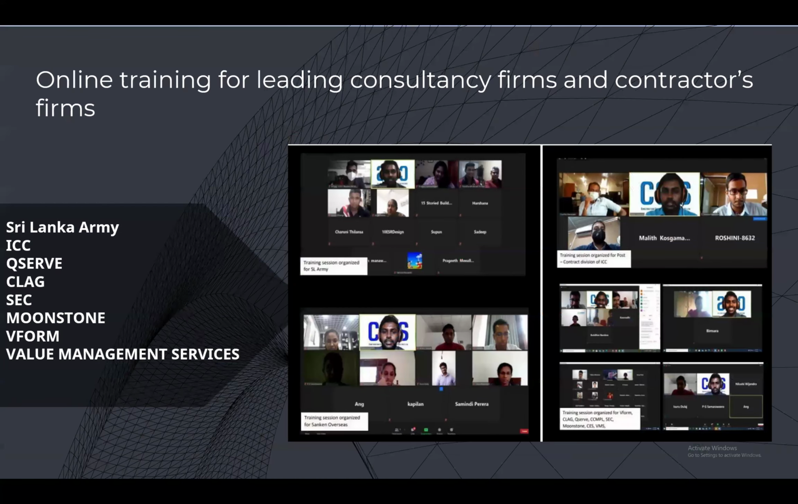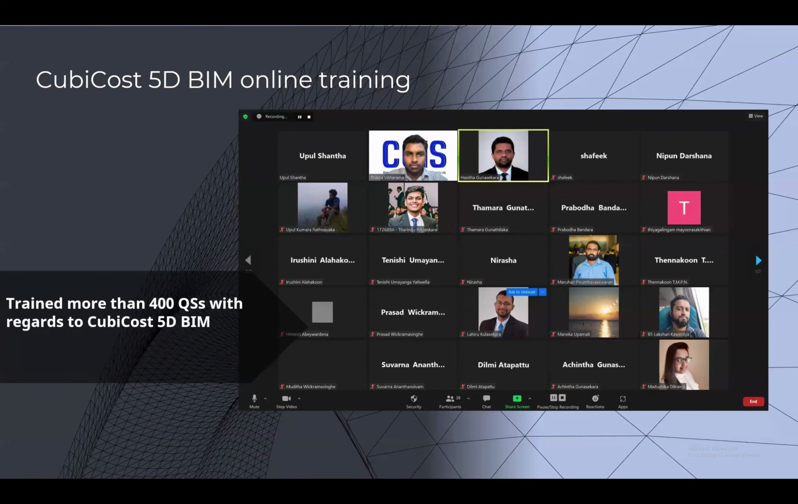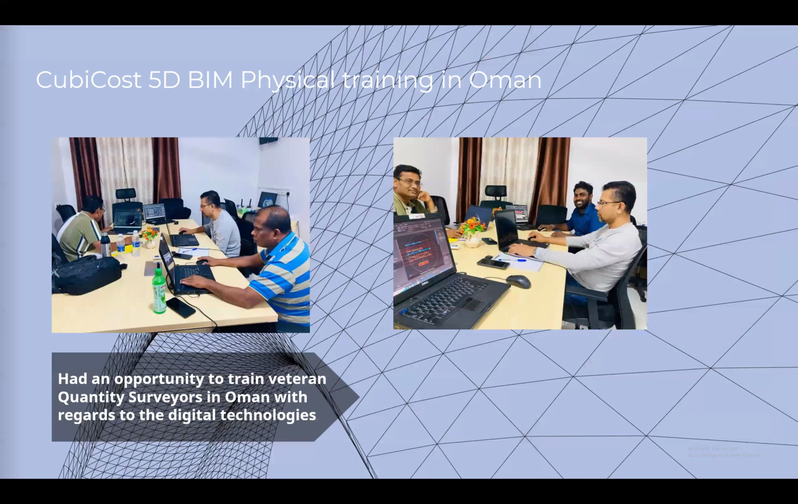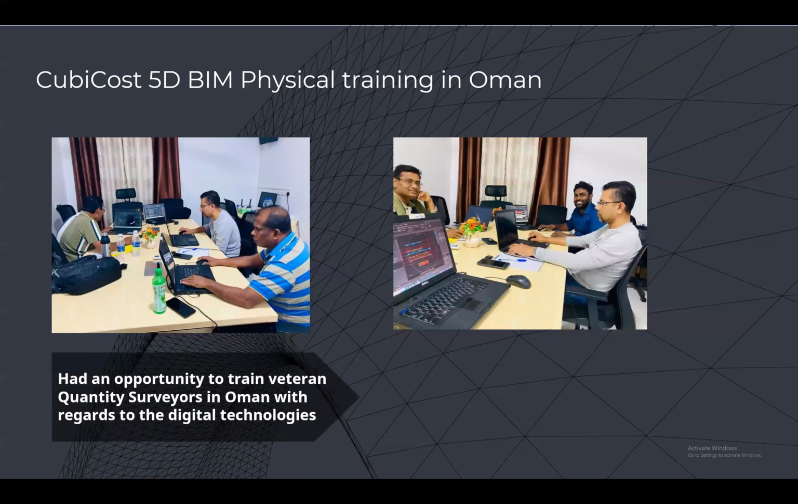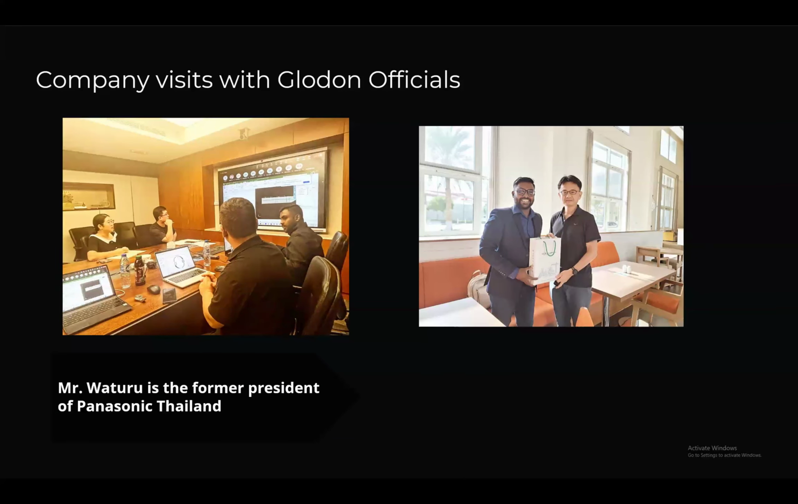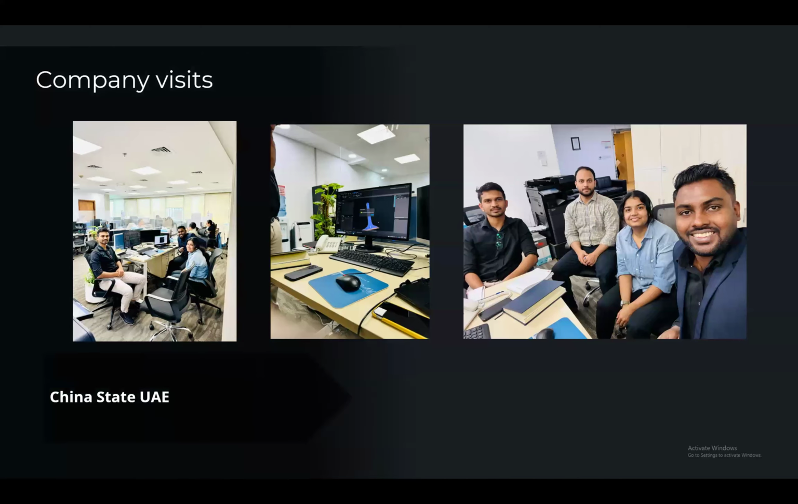I think I have trained almost all the cost consultancy firms in Sri Lanka. This is the first CubiCost 5D BIM training. Up to now, I have trained more than 1,500 quantity surveyors in this CubiCost 5D BIM training. This is some physical training I have done in Oman. Recently, I have visited a lot of companies in UAE. I became the country manager back in February, and within 8 months I have been able to sell our software to 10 mega companies in UAE.